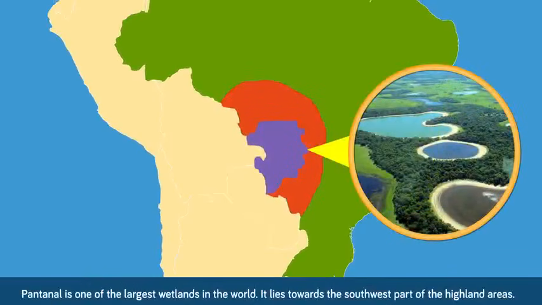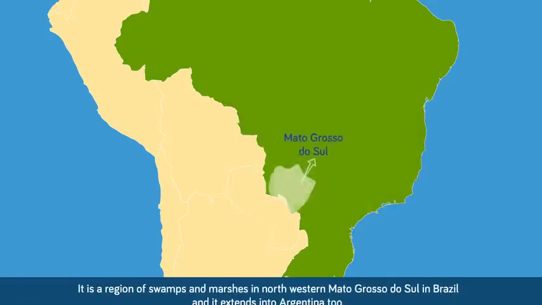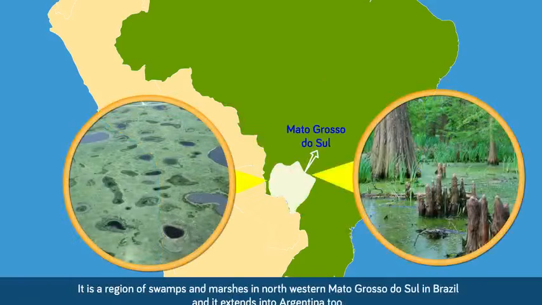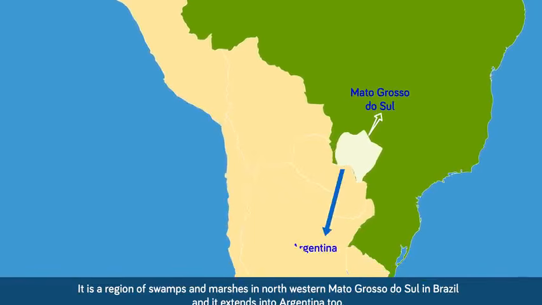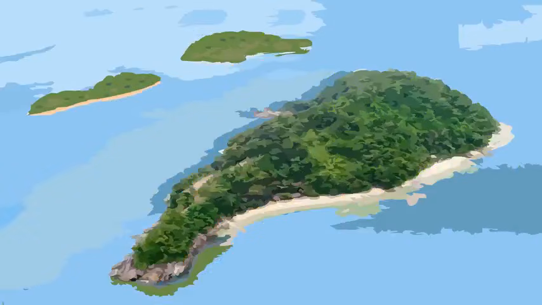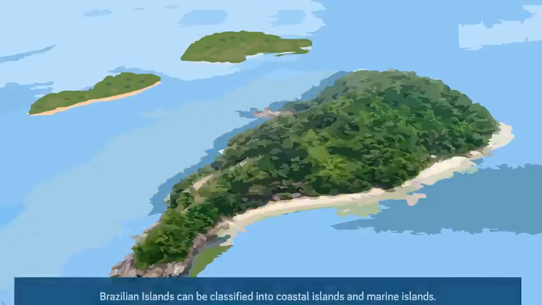Pantanal is one of the largest wetlands in the world. It lies towards the southwest part of the highland areas. It is a region of swamps and marshes in northwestern Mato Grosso do Sul in Brazil, and it extends into Argentina too.